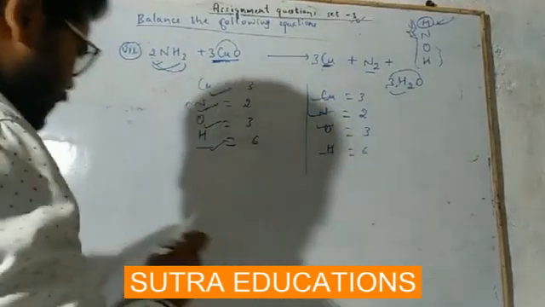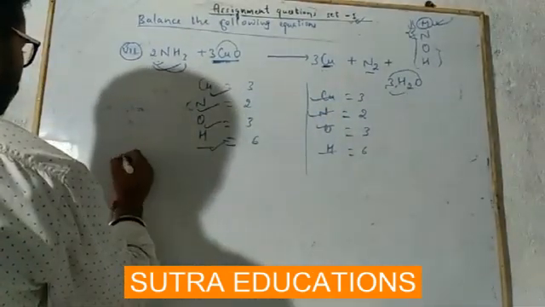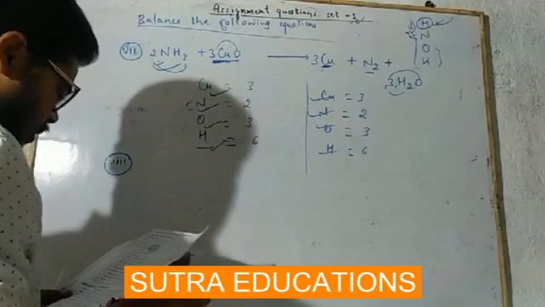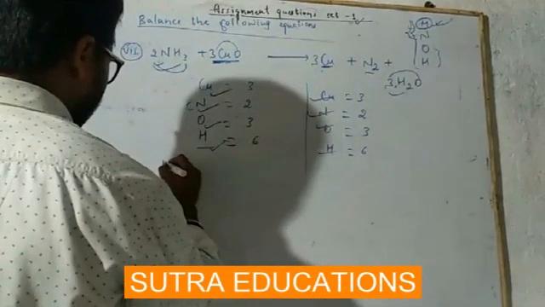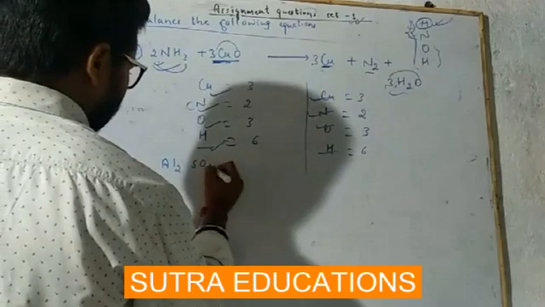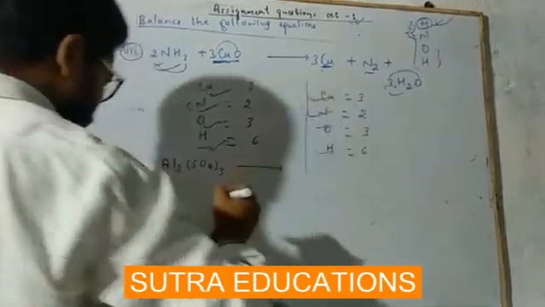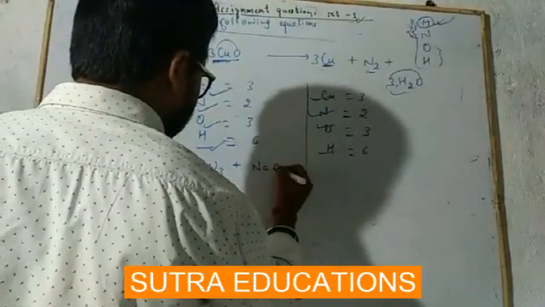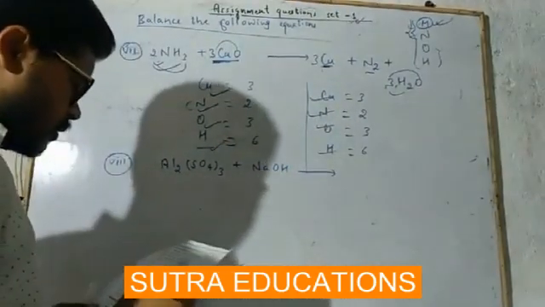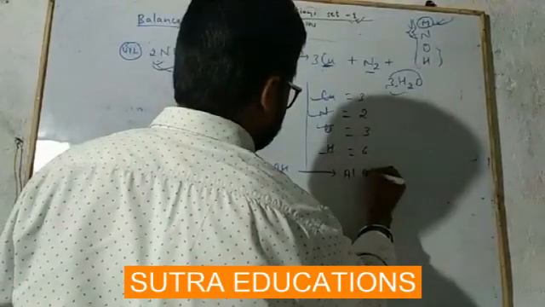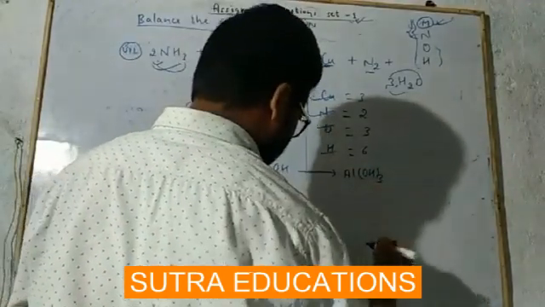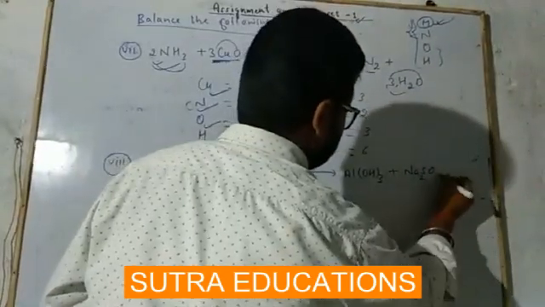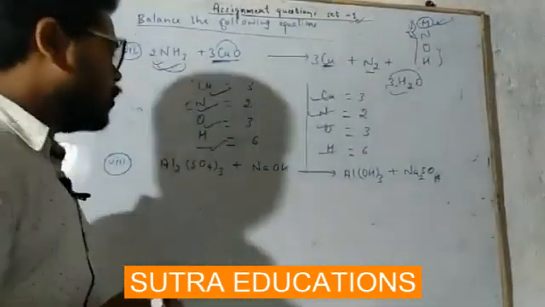That is 8. And 8 is Al2(SO4)3 plus NaOH gives Al(OH)3 plus Na2SO4. Okay, so how to balance this?